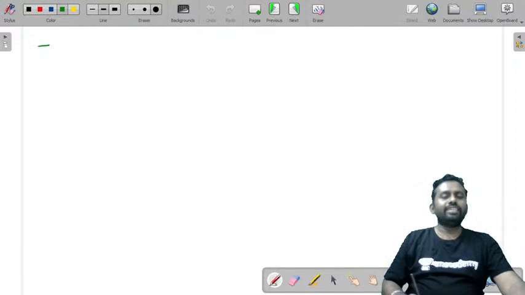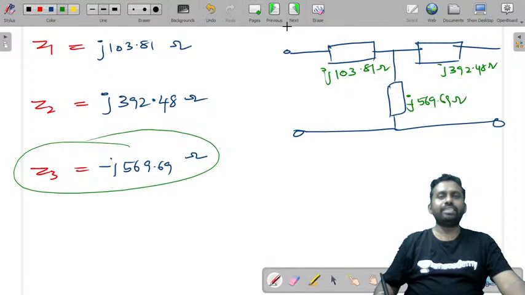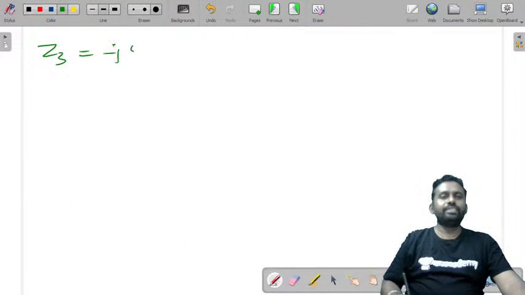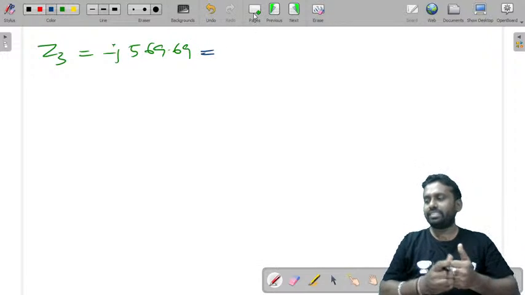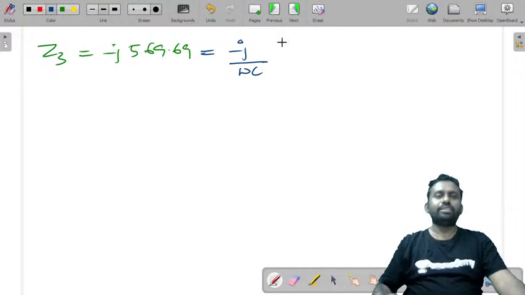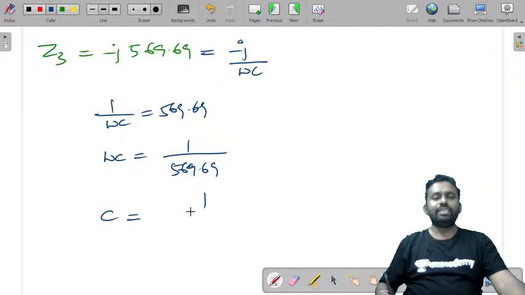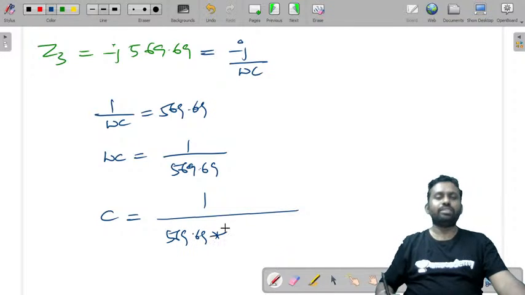Now let's also try to find Z3. What is Z3? It is minus j 569.69. So because this is negative, you can take it as minus j by omega C. So you can write 1 by omega C as 569.69, and omega C is equal to 1 by 569.69, and C can be written as 1 by 569.69 into 2 into pi into 1 into 10 power 6. Just try to calculate that.